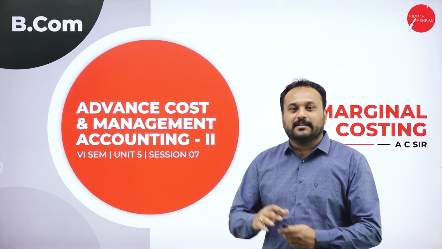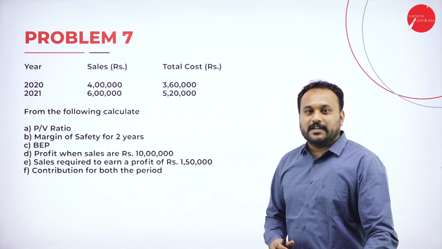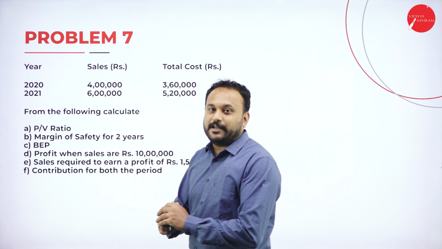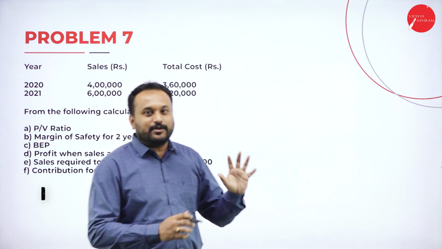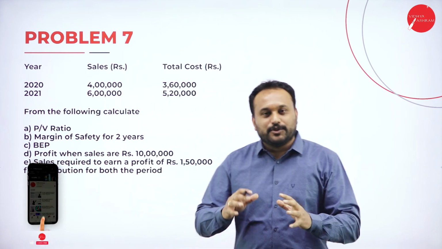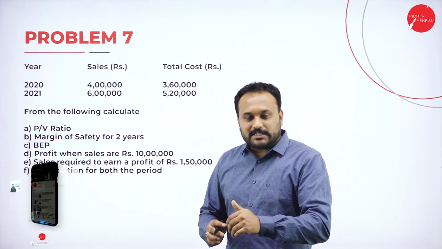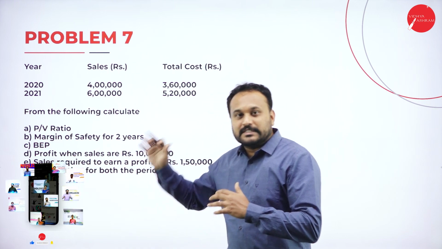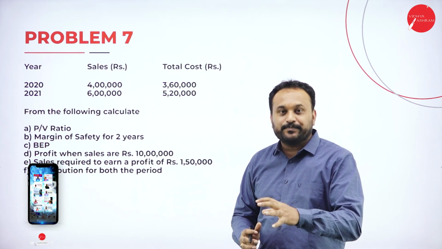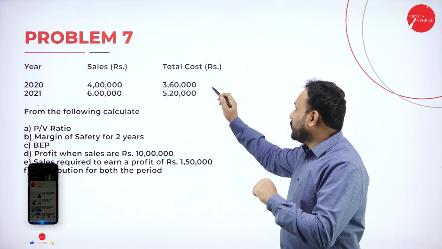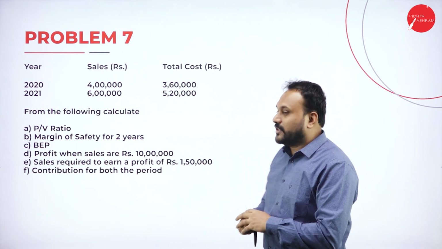Let's go with the 7th session and the 7th problem. Now here, students, let me tell you, there is a small twist. But the minute you get something like this, don't panic. Now we usually get 2 years of sales. Again, we have sales also for 2 years. But now we have a problem. That is total cost, and they have given 2 years total cost.